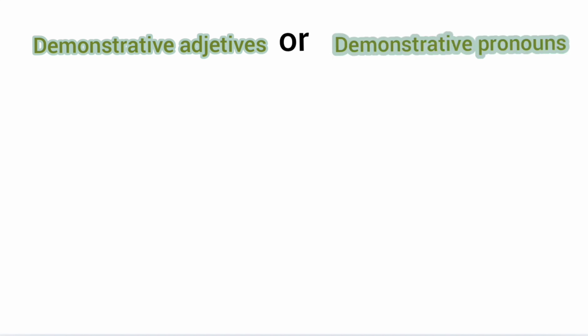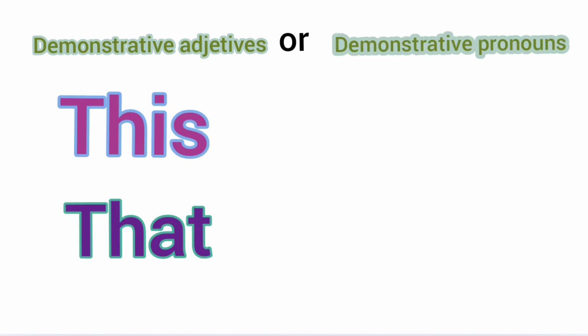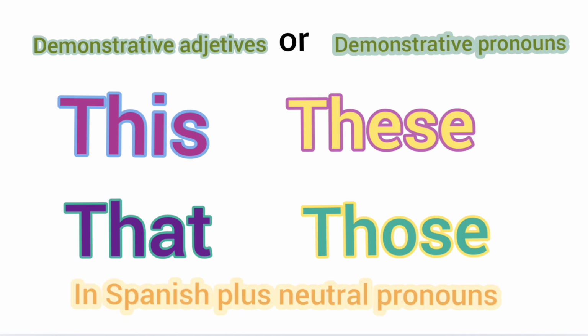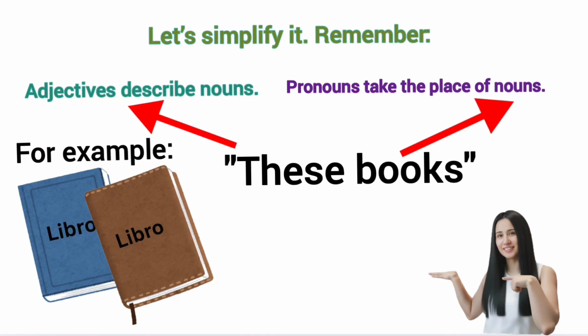Okay, we are ready to know how to say this, that, these, and those in Spanish. This set of words is called demonstrative adjectives, demonstrative pronouns, or neutral pronouns, which might sound a little confusing. How can one group of words fall under three different categories? Let's simplify it. Adjectives describe nouns, and pronouns take the place of nouns.